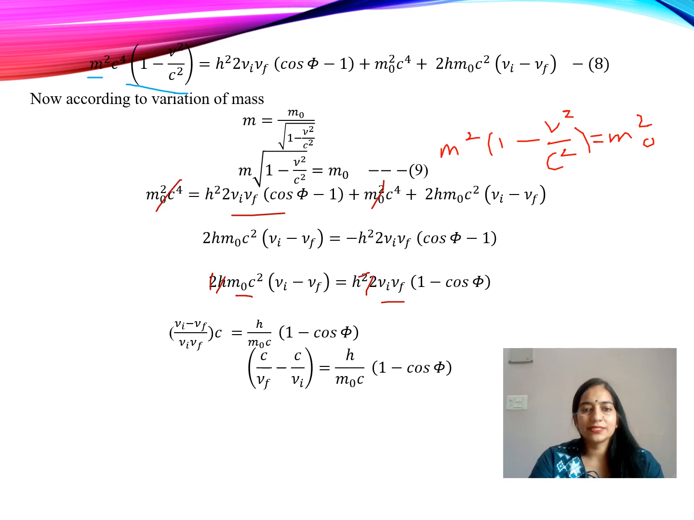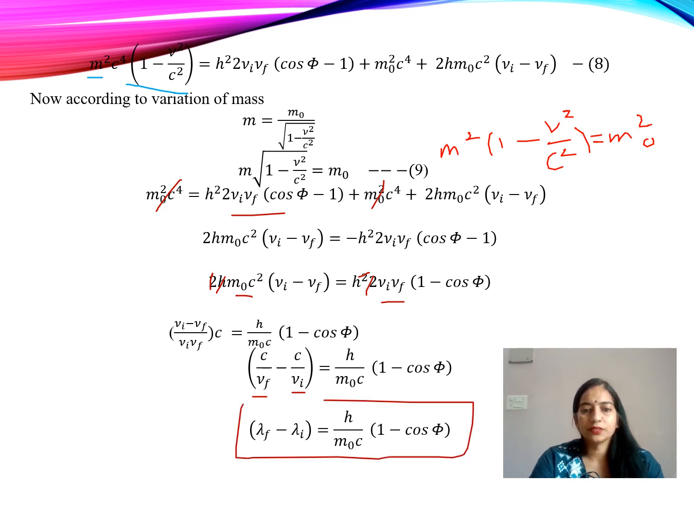Or we can say c upon nu_f minus c upon nu_i equals h upon m naught c (1 minus cos phi). This is lambda f, this is lambda i, so this equation is lambda f minus lambda i equal to h upon m naught c (1 minus cos phi). This is the expression for Compton shift. This is the change in wavelength, this is the final wavelength and this is the initial wavelength. So the change in wavelength, delta lambda, equals h upon m naught c (1 minus cos phi).